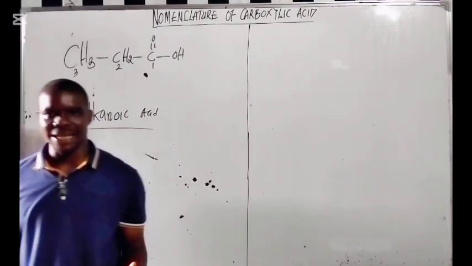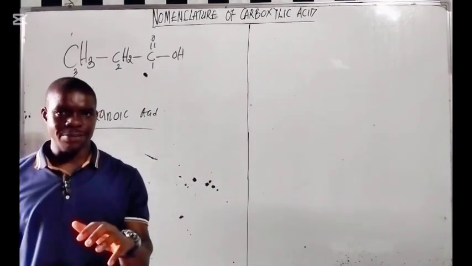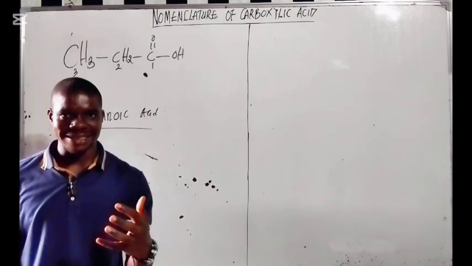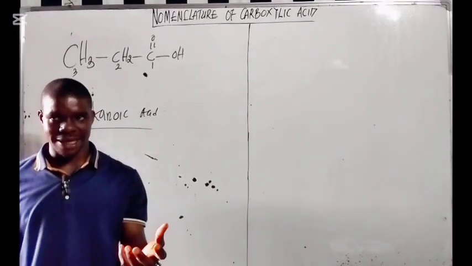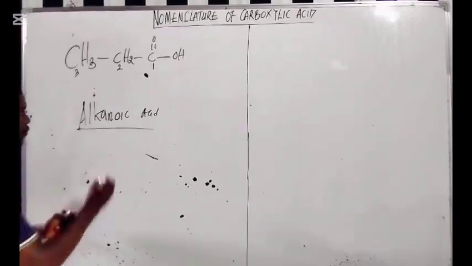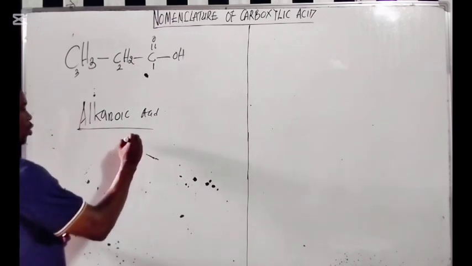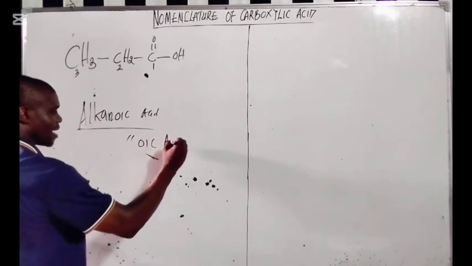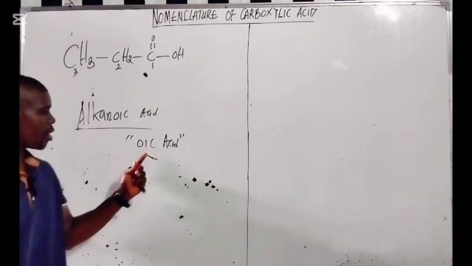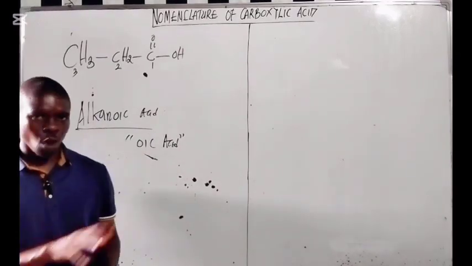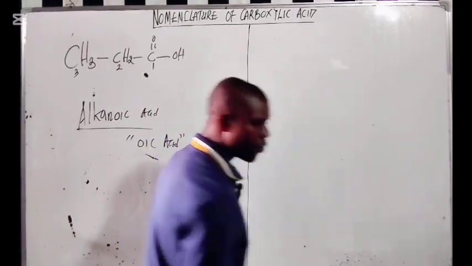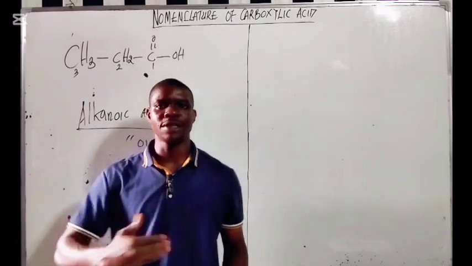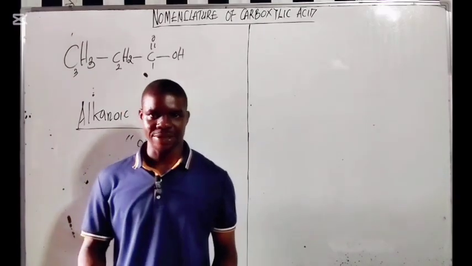So the IUPAC name of carboxylic acid is derived from the alkane by removing the E from the alkane and replacing it with OIC acid. That is how we got alkanoic acid. Hope you understand. So remember, we have members of the alkane: we have methane, ethane, propane, and the rest, right?